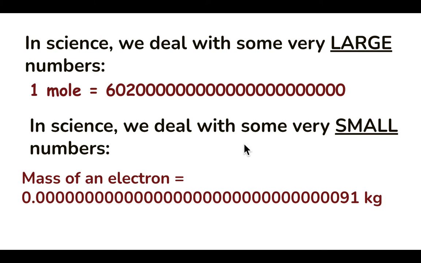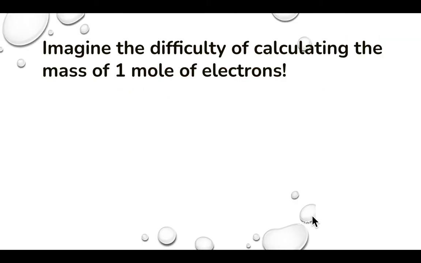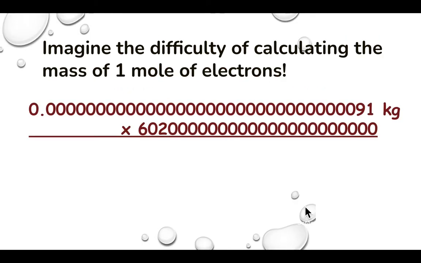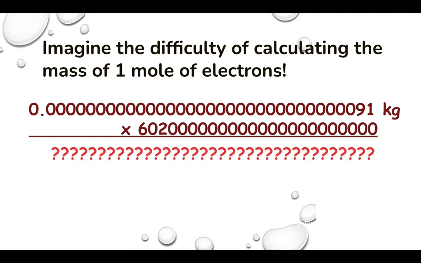Now in science we also deal with some very small numbers. So like this, look at this, is the mass of an electron. Now imagine if I wanted you to tell me how much a mole of electrons weighs. You'd have to do this multiplication, and that is just crazy, right? It's a lot easier if you're able to use scientific notation and follow the rules of exponents.